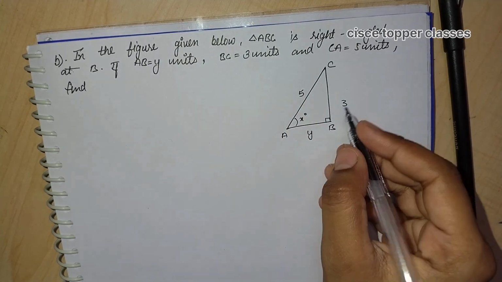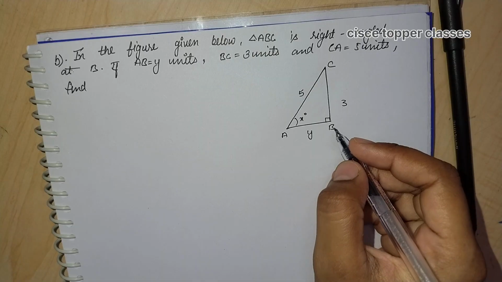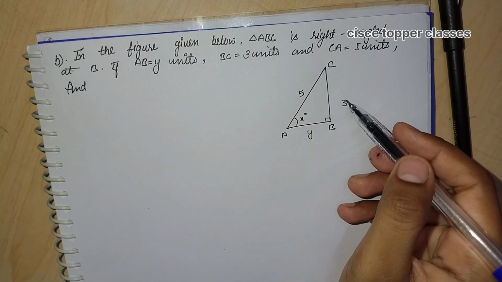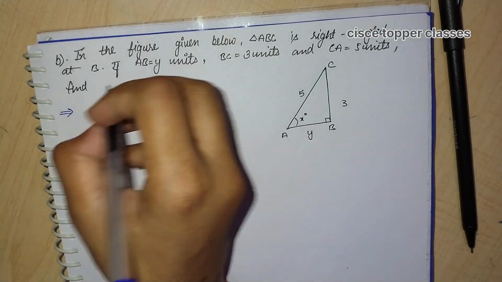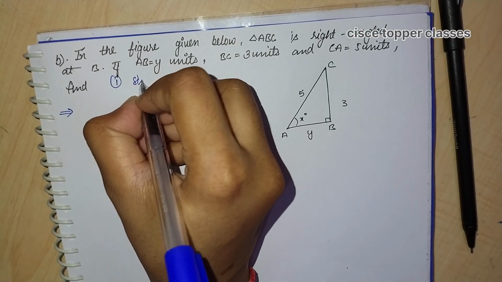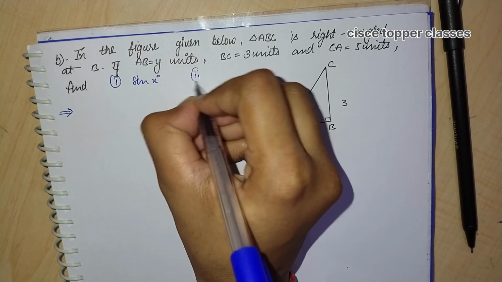If AB is equal to y units, then BC is given as 3 units and CA is given as 5 units. Find the value of sin x, and the second part is y.